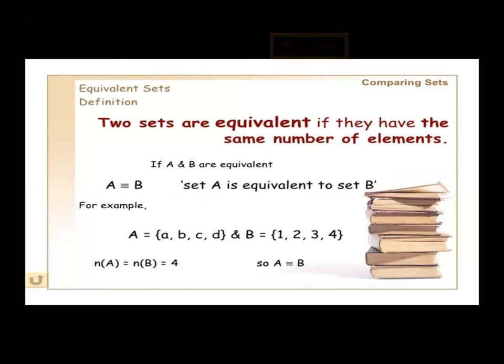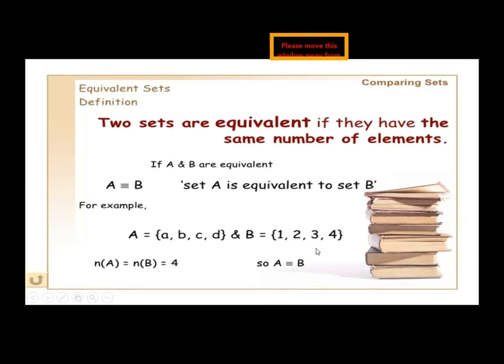We have an example. If A and B are equivalent, it means that set A is equivalent to set B. For example, if set A has members A, B, C, D, and set B has the members 1, 2, 3, 4. How many members are in each set? In set A we have 4 members, and in set B we have 4 elements as well. So both sets have the same number of members, which means they are equivalent sets.